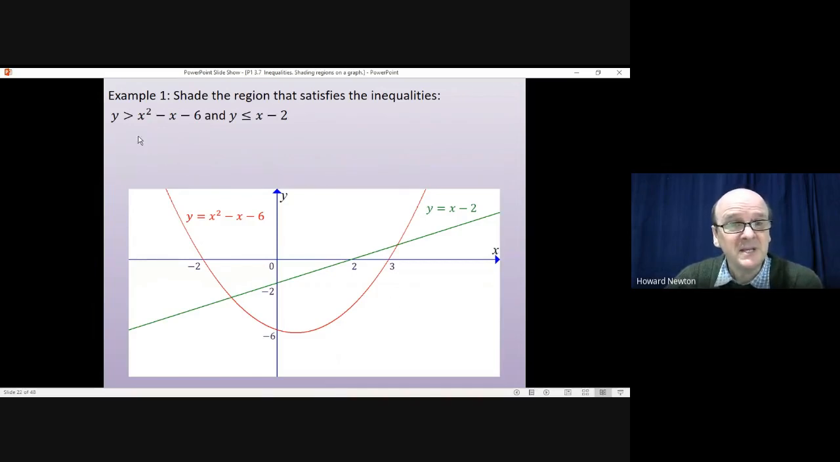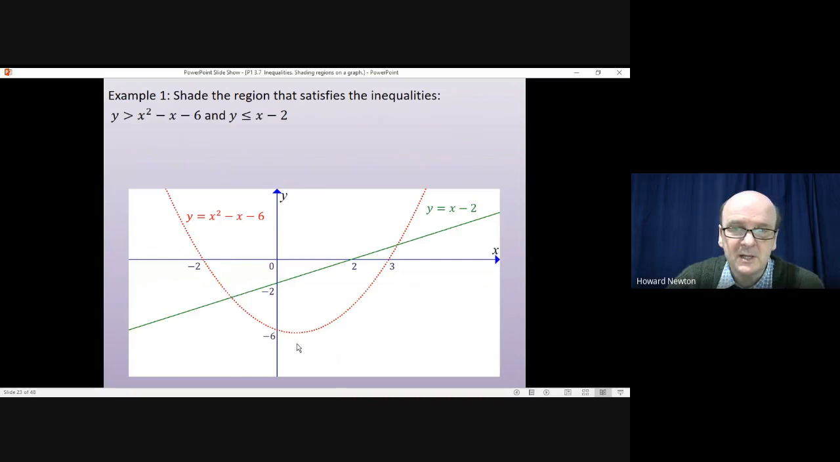Now the question said that y had to be strictly greater than x squared minus x minus 6. If you do sketch in pencil, it's not a problem. You can quickly rub out bits of the line to make it into a dotted line. Otherwise, you do need to think ahead, but we do need to change that.